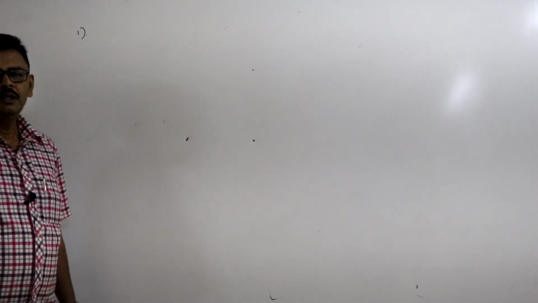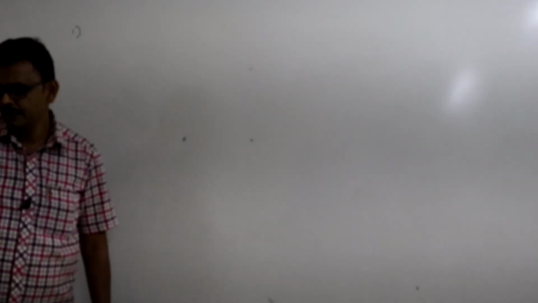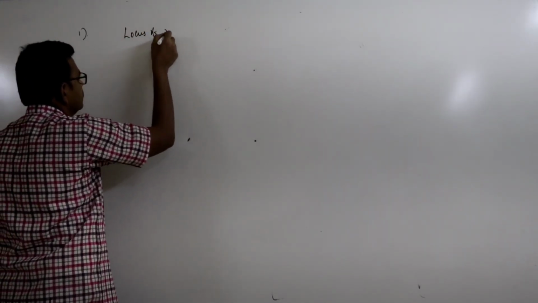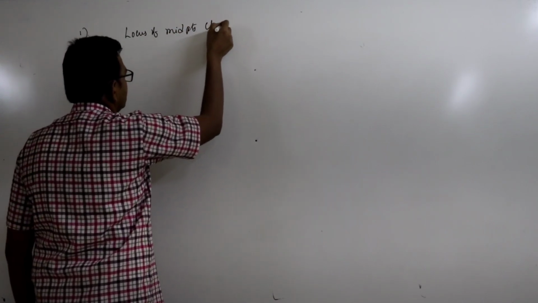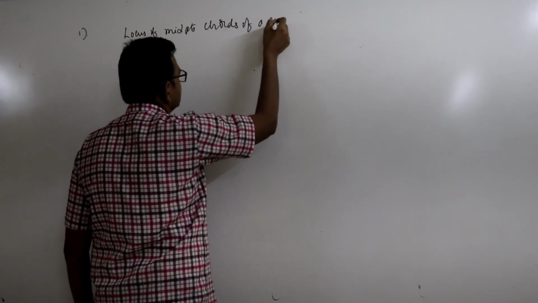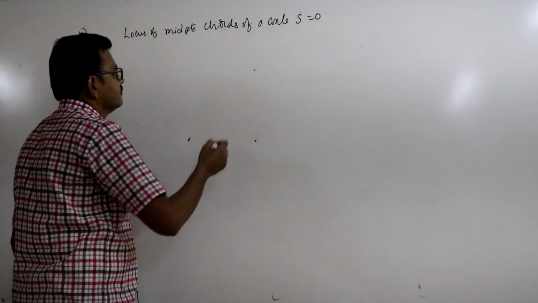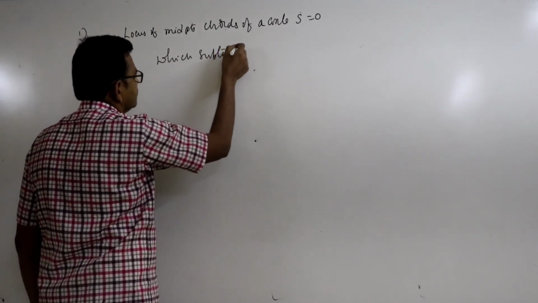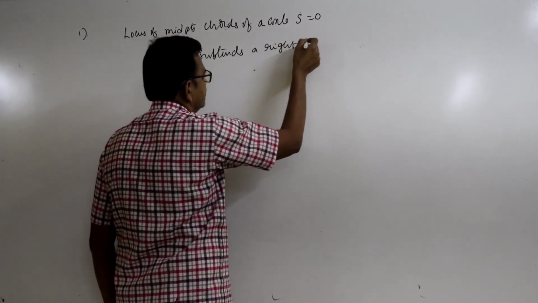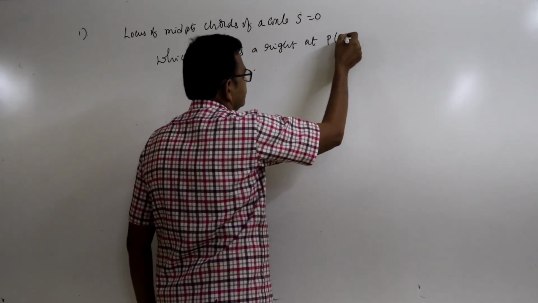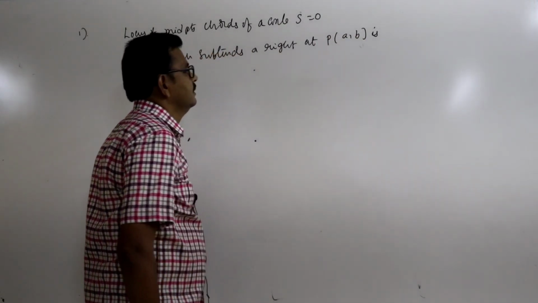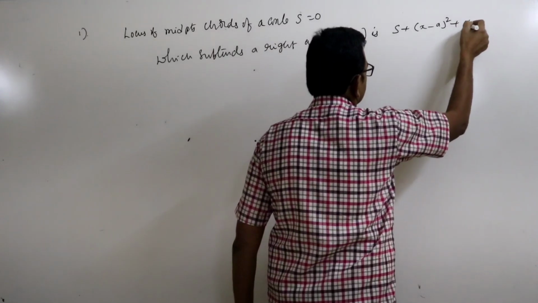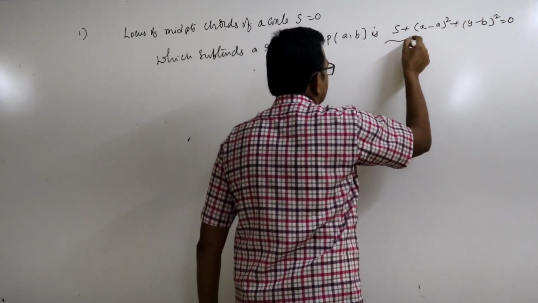One important point: the locus of midpoints of chords of a circle S equal to 0, which subtends a right angle at a point P(a, b), is S plus (x minus a) whole square plus (y minus b) whole square is equal to 0.